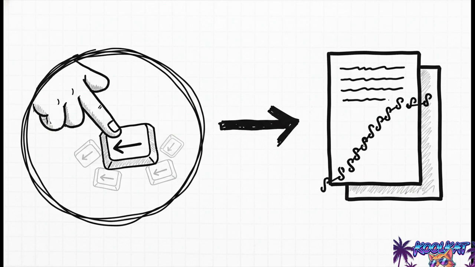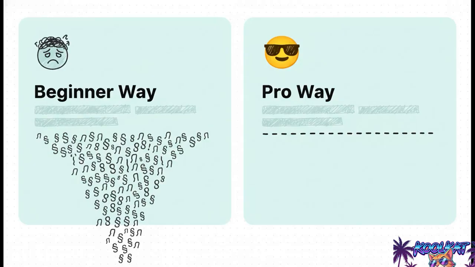Here's why. Every single time you hit enter, you're putting an invisible paragraph marker in your document. Think of them as little landmines. When you add or delete text above them, everything gets pushed around, and that's what creates the formatting chaos we all hate. And look at this. The difference is night and day.